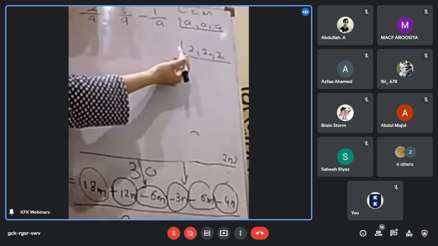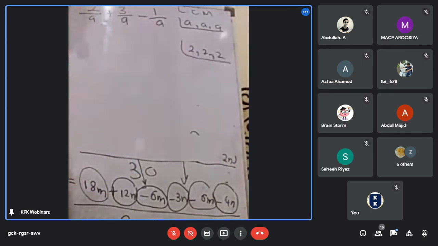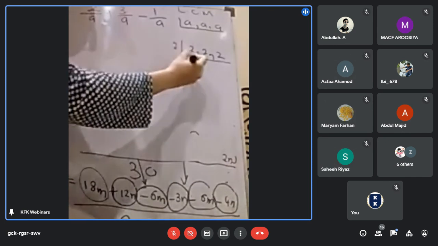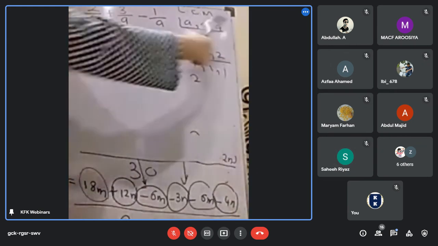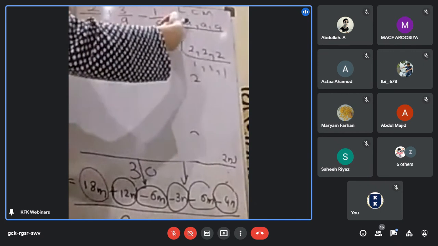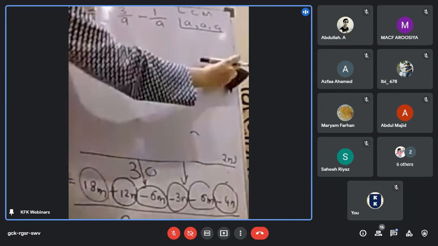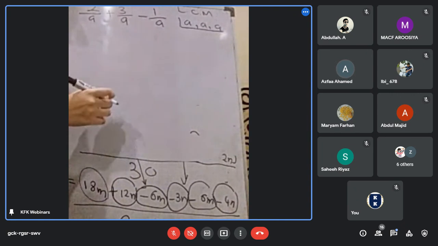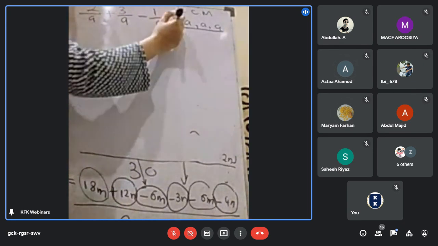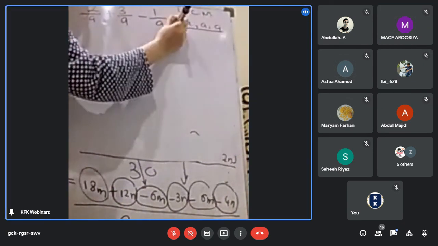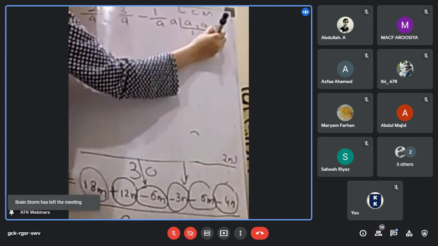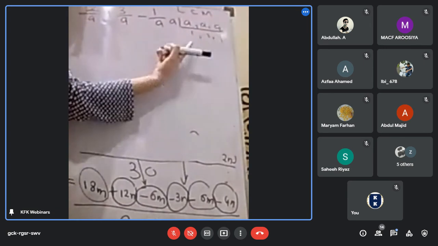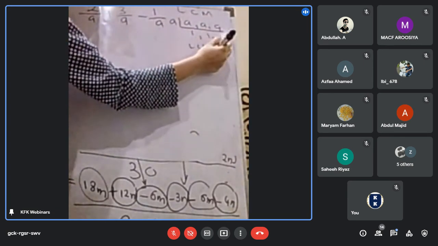So now tell me, what will you divide these two by? 2. So it will be 1, 1, 1. So what is the LCM of this? 2. 2 is the LCM of this sum. So now tell me, if you consider the a to be a prime number, what is the LCM? A. Because we are going to divide everything by a. We are considering this a as a prime number. So when you divide everything by a, it becomes 1. So therefore the LCM of this sum is a. Did you understand?